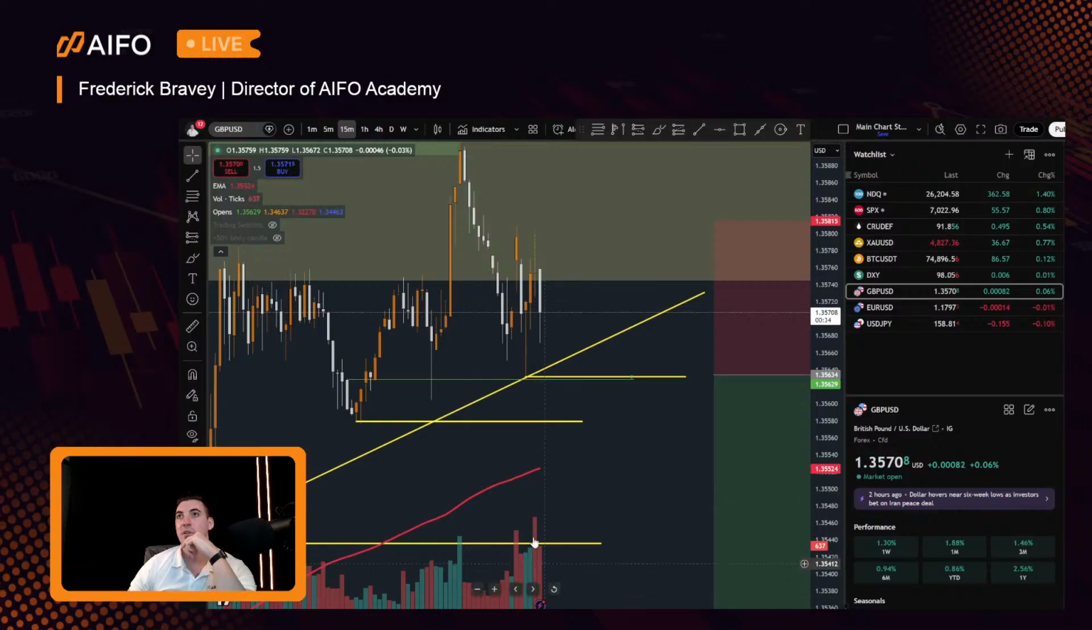You can certainly see when the London session started. Look at that volume. It's massive volume pushing the price down.